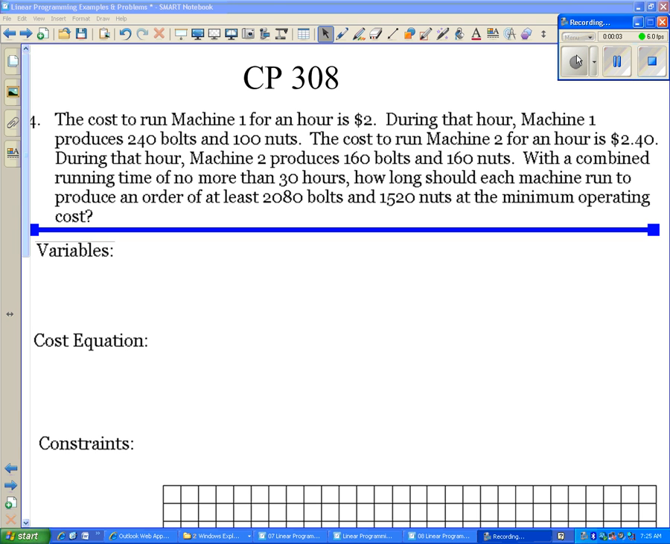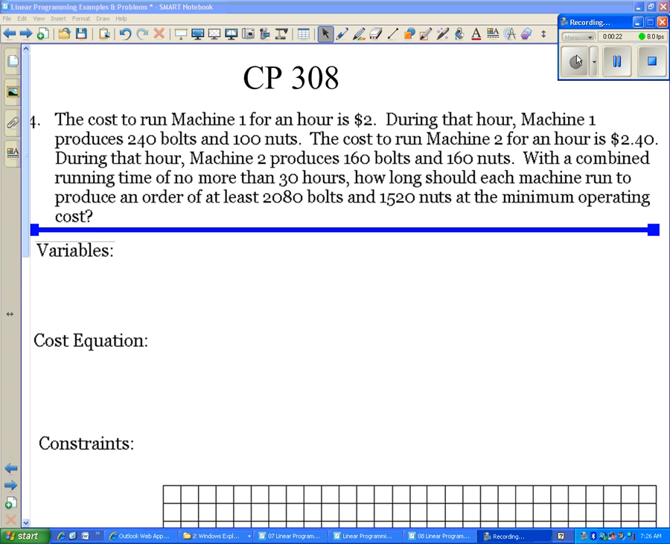So here we go. Today's notes are on course pack page 308. Page 308. Go ahead, pause the video, and make sure you have course pack page 308. This is the third day that we've been working on linear programming.